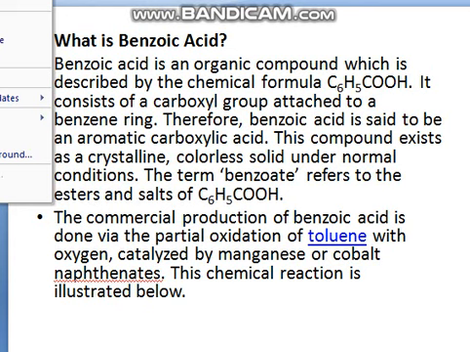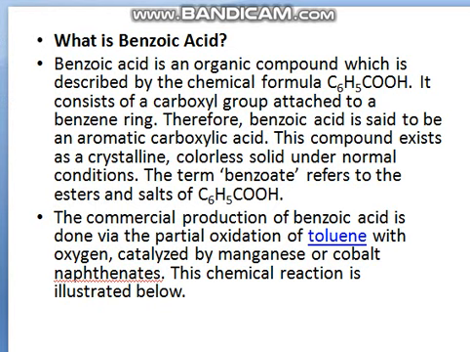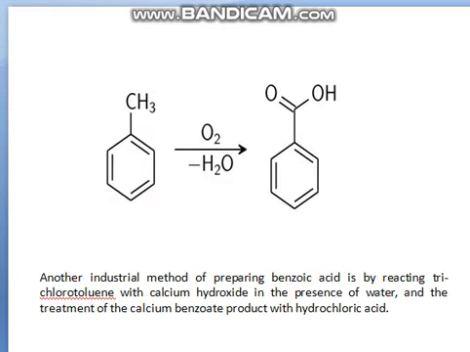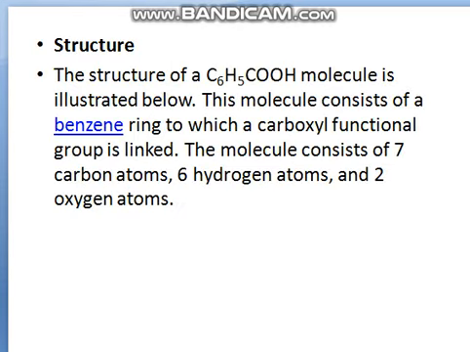The commercial production of benzoic acid is done by the partial oxidation of toluene with oxygen catalyzed by manganese or cobalt naphthenate. The chemical reaction is illustrated here, you can see. Another industrial method of preparing benzoic acid is by reacting trichlorotoluene with calcium hydroxide in the presence of water, followed by treatment of the calcium benzoate product with hydrochloric acid. The structure of the benzoic acid molecule is given. This molecule consists of a benzene ring to which a carboxylic functional group is linked. The molecule consists of 7 carbon atoms, 6 hydrogen atoms and 2 oxygen atoms.